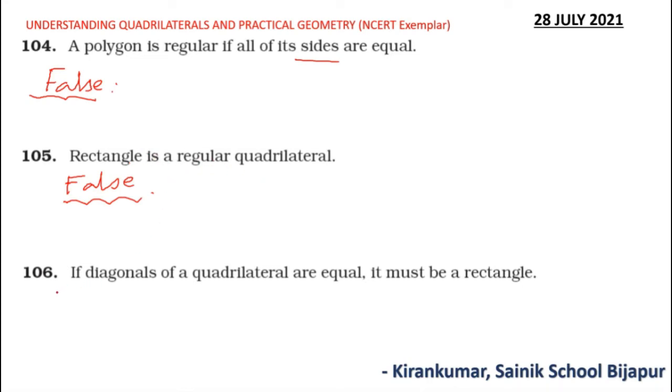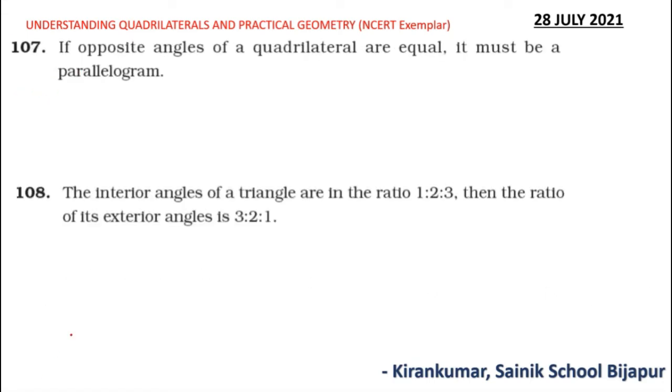Question 106. If diagonals of quadrilateral are equal, it must be a rectangle. This statement is a true statement because in a rectangle, diagonals are equal. Question number 107. If opposite angles of quadrilateral are equal, it must be a parallelogram. This statement is a true statement because if opposite angles are equal, it is a parallelogram.